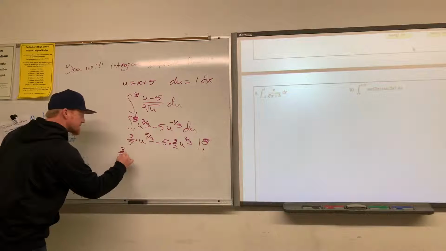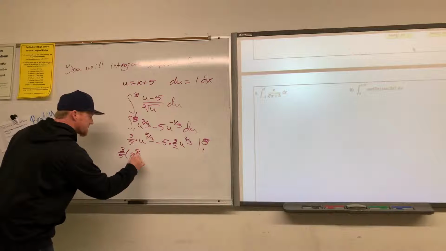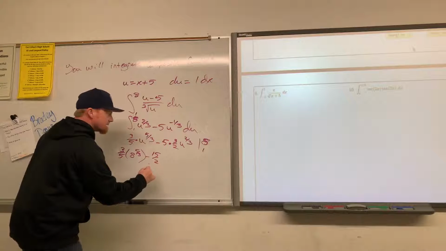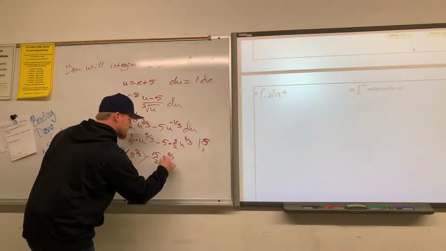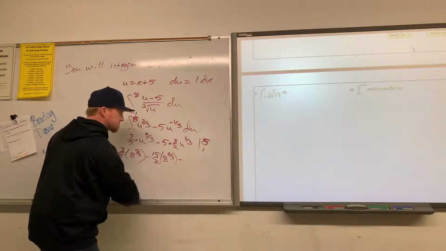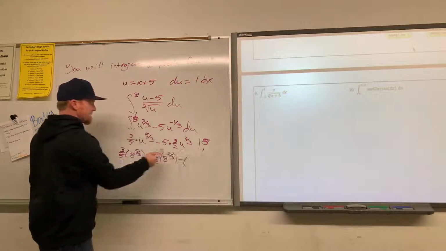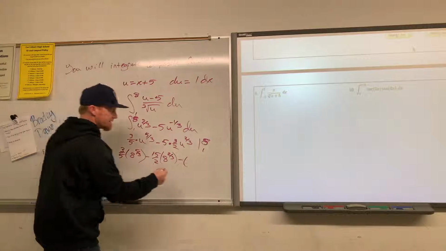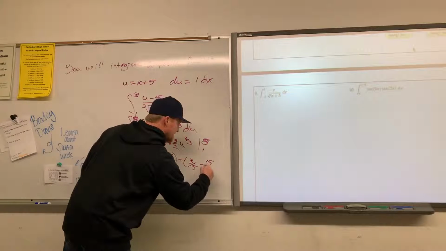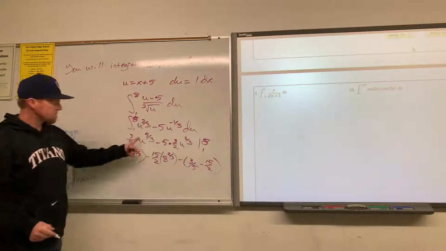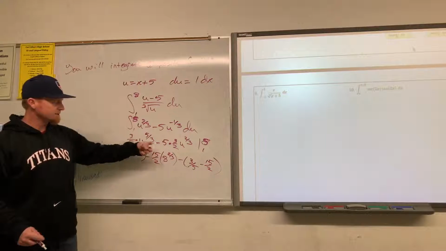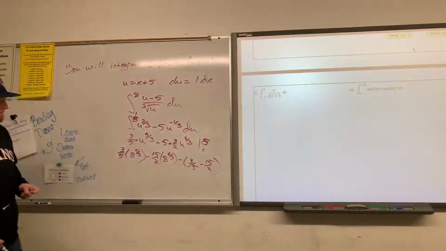So 3/5. That would be 8 to the 5/3 minus, that's going to be 15 over 2. And that's going to be 8 to the 2/3. And then minus, I plug in 1, so when I plug in 1, it's just going to give me 1, so I know that's 3/5. And then minus 15 over 2. Because when I plug in 1 to both of these, 1 to any power is always going to be 1. So I just know that that right side is going to be this.